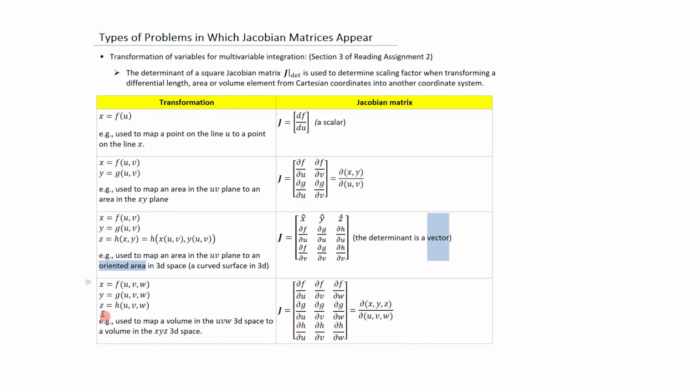And finally, we have, for instance, x, y, and z being functions of u, v, and w. In this case, this will be used to map a volume in u, v, w space to x, y, z space. If we then take the Jacobian matrix, it would be a 3 by 3 matrix. And if we take its determinant, then we'll find that being a scalar, it is in fact the scaling factor that allows us to compute the volume of an object in another coordinate system.